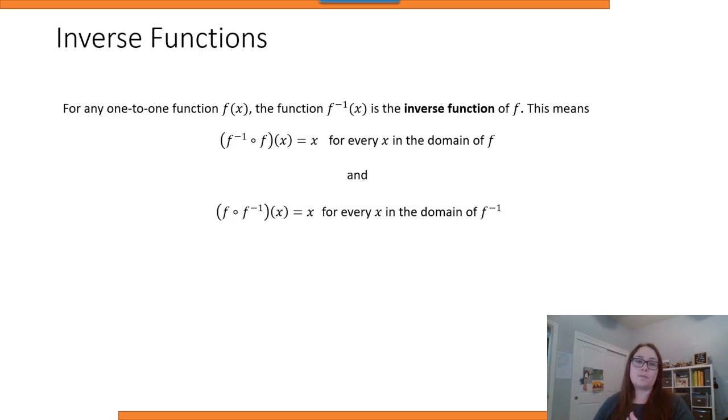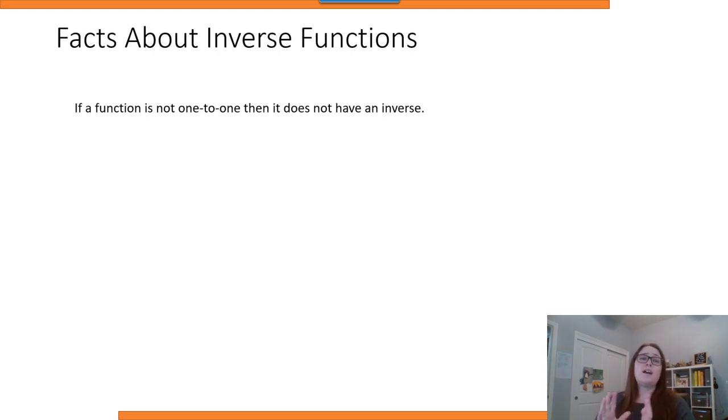And for both of those compositions, if I simplify it, I should get x each time for every x in the domain of the functions. Okay, so that's how we're going to check to see if something is an inverse. There are a lot of properties that we should be aware of about inverse functions. For instance, a function has to be one-to-one in order for it to have an inverse. So that's always going to be the first thing we check if we're asked to find an inverse: is it one-to-one? And we can use our horizontal line test on the graph of the function to determine this.